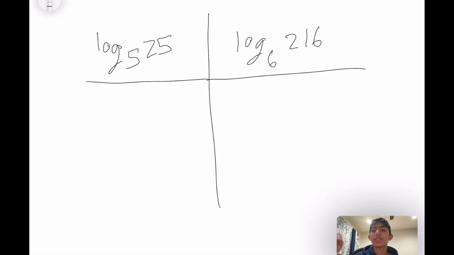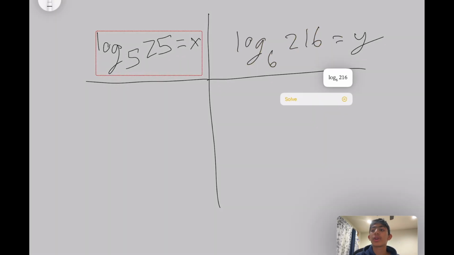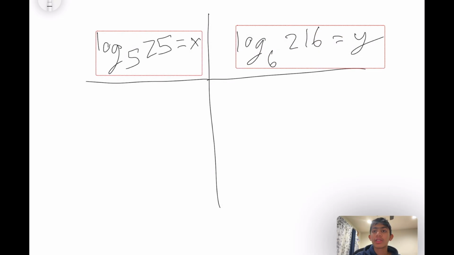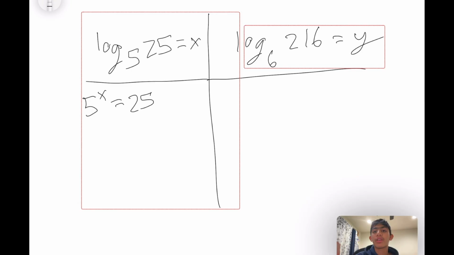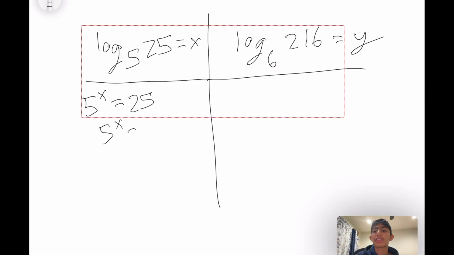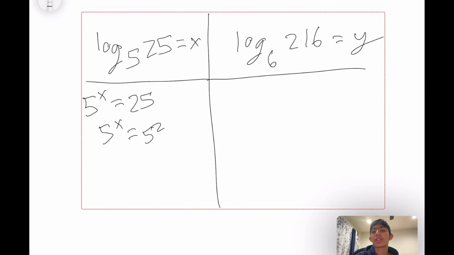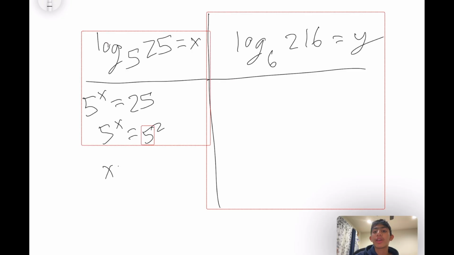Okay, first, we want to find out log base 5 of 25. So let's say these are both equal to x and this one's equal to y. In other words, this is saying that 5 to the power of x is equal to 25. 5 to the power of x is equal to 5 to the power of 2, because 25 is 5 to the power of 2. So x is equal to 2.